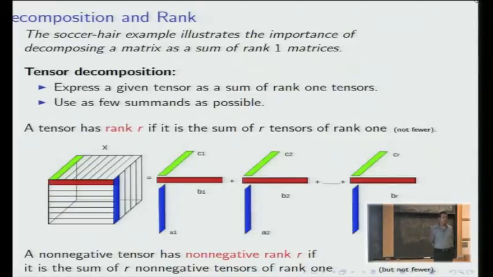Now, over the real numbers, or any ordered field for that matter, there's a notion of non-negative rank. A non-negative tensor, such as my soccer data, has non-negative rank R if it is the sum of R non-negative tensors of rank 1. So the non-negative rank is greater than or equal to the rank, but we'll see they may not be equal.